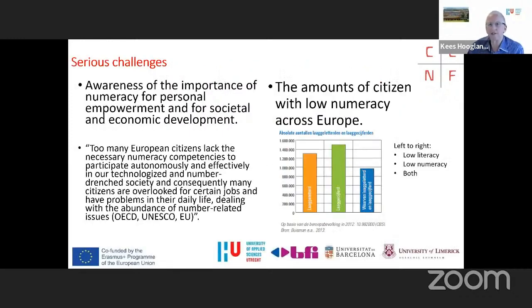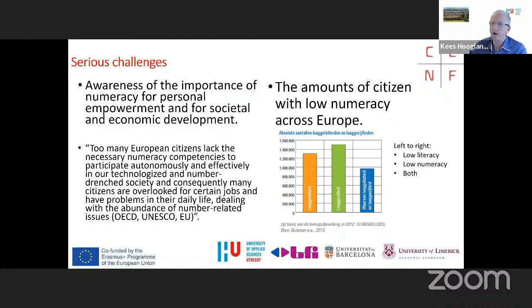I think the challenges we always present are the same challenges I see in your country, of course, and I think there are two major parts to that. Especially around numeracy, it is not only the problems that citizens have with numeracy, but there is also a problem with the awareness of the importance of numeracy for personal empowerment and for societal and economic development. There are a lot of paradigms around numeracy that sometimes are not very helpful for further development, and I will show you a bit about that too.